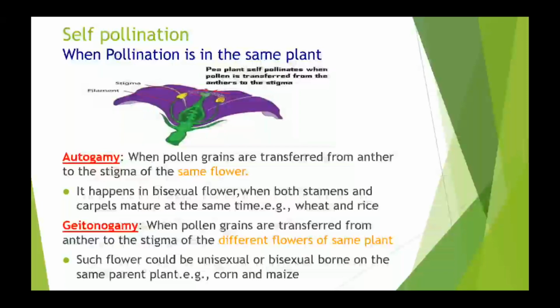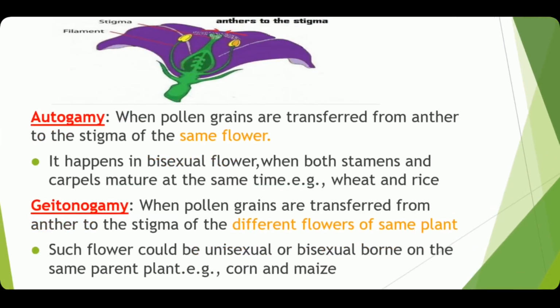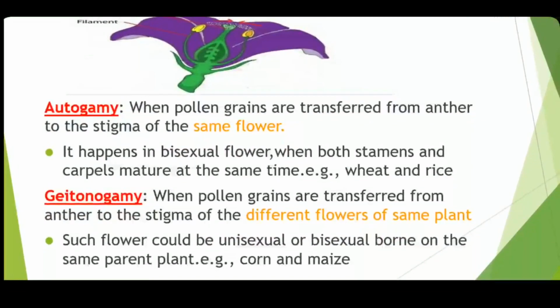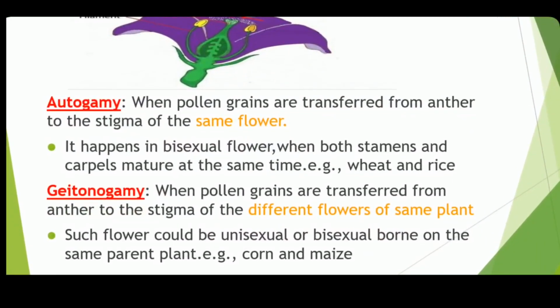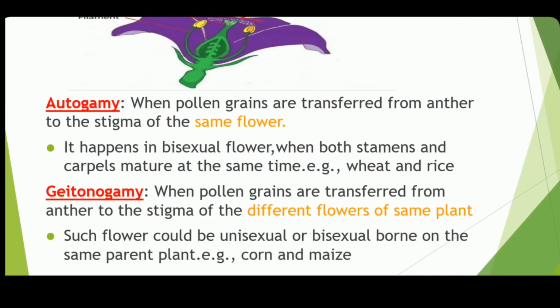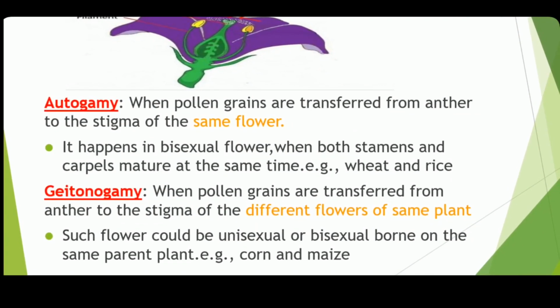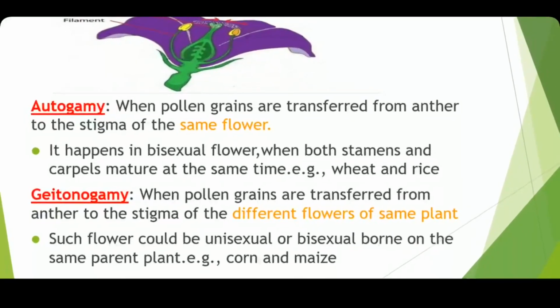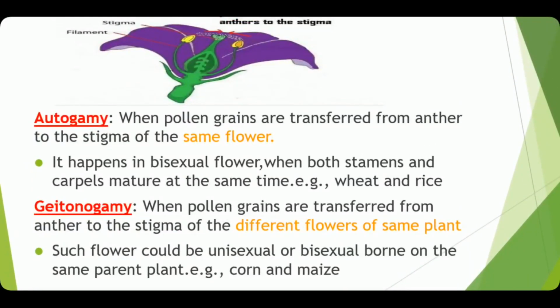The first one is autogamy. Autogamy means within the same flower. For that, it is very important that the flower should be bisexual, with both stamen and carpel. The stamen is the male reproductive part and the carpel is the female reproductive part of a flower. Both should mature at the same time, and if it is so, then it is called autogamy. Examples are wheat and rice.